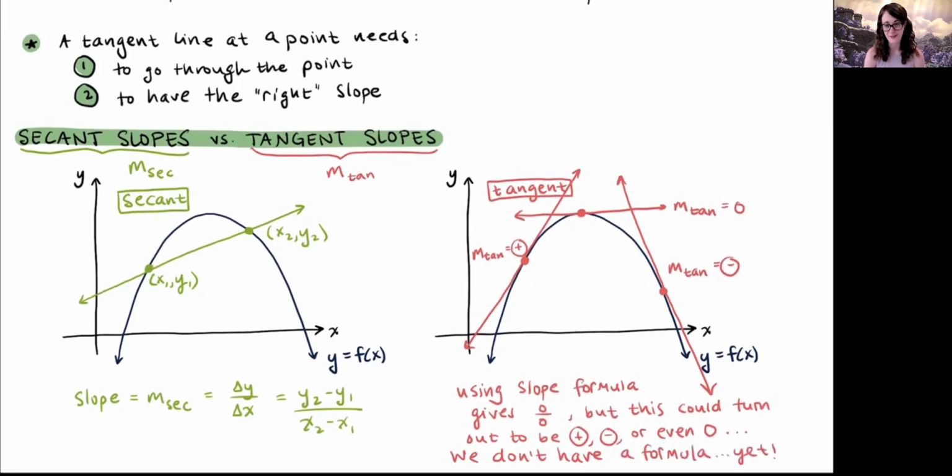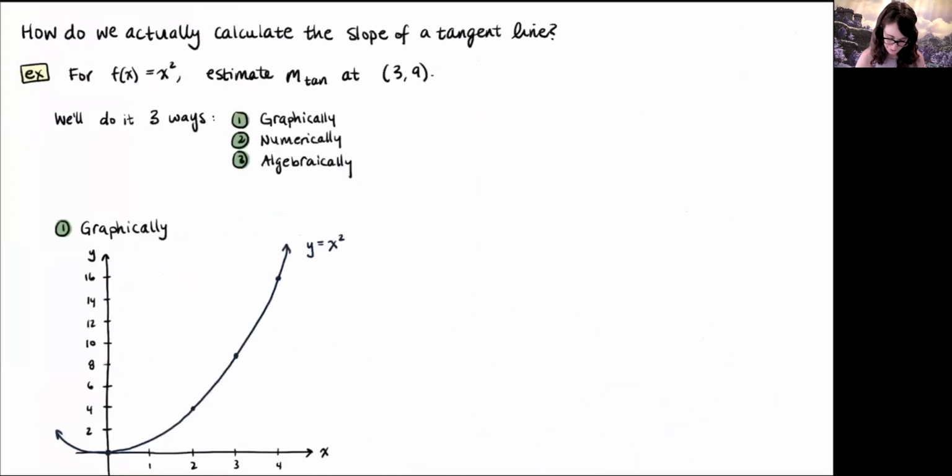We will very soon. So let's actually look at a specific example and estimate the slope of the tangent line in various ways. So how do we actually calculate the slope of a tangent line? Again, this is our focus for this section. How do we actually do this? So let's look at the function f of x equals x squared, the next simplest function aside from a line. And let's estimate the slope of the tangent line at the point 3, 9. We're going to do this in 3 different ways: graphically, numerically, and then also algebraically.